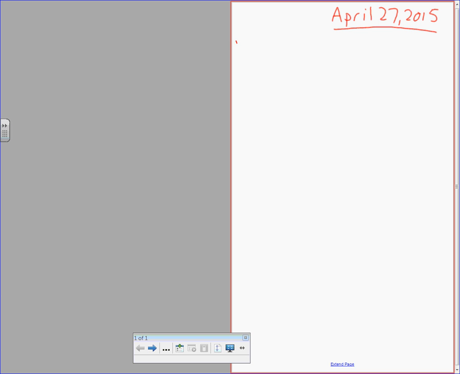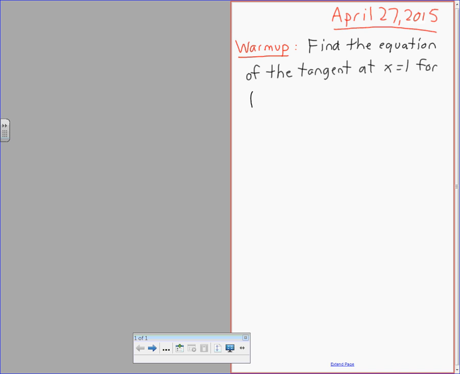Your warm-up is going to be a messy derivative. Actually, the warm-up is just going to be to find the slope of the tangent. Now find the equation of the tangent at x equals 1 for f of x equals 2x minus 1 squared all over the square root of x plus 3.